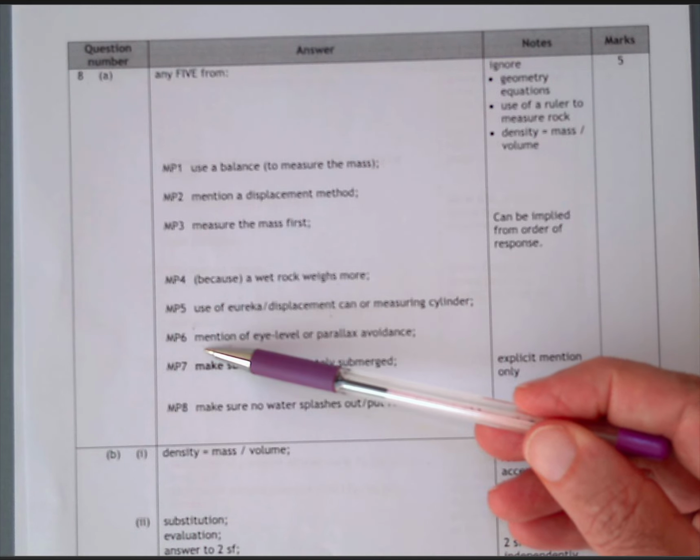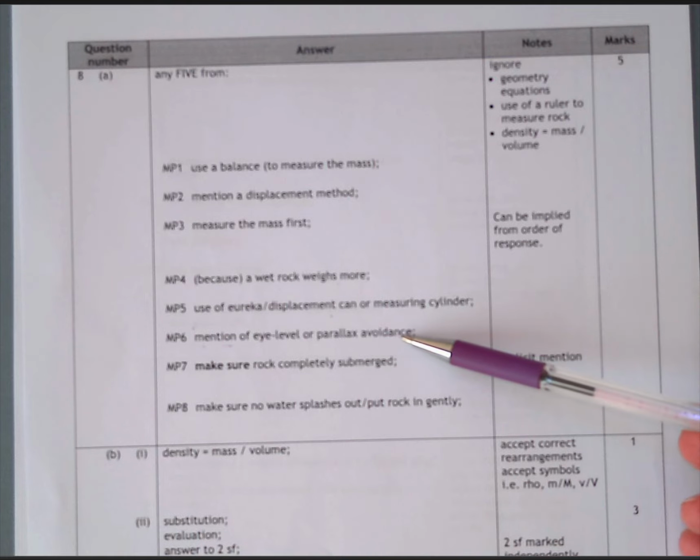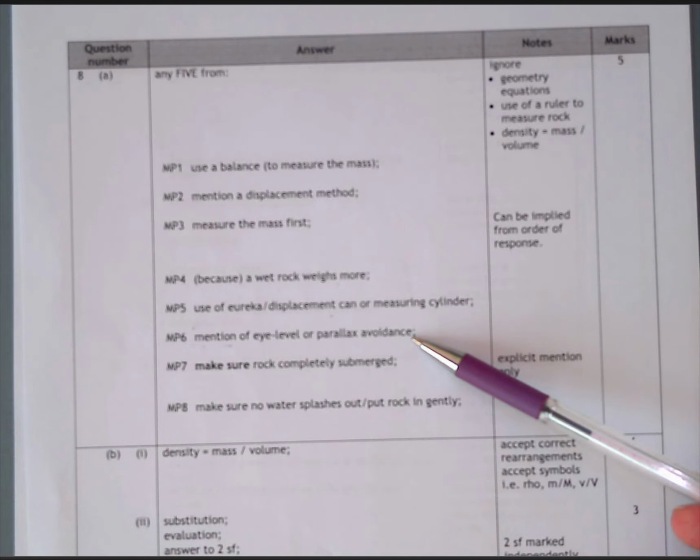You could also mention another accuracy point, that you have to get to eye level to ensure there's no parallax in your readings. You know, a bit like the tennis judges, they sit along the line so they can make sure they have an accurate decision about whether the ball is in or out. That's called a parallax error, if you're not in alignment with the thing that you're measuring.